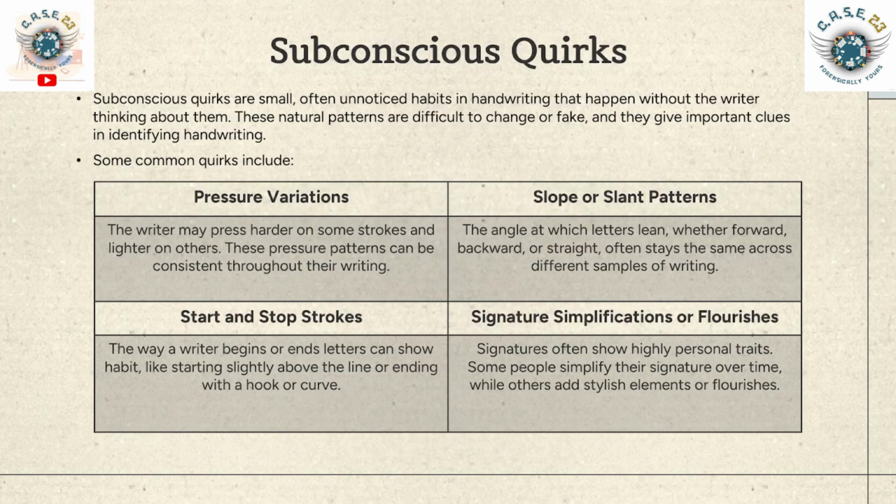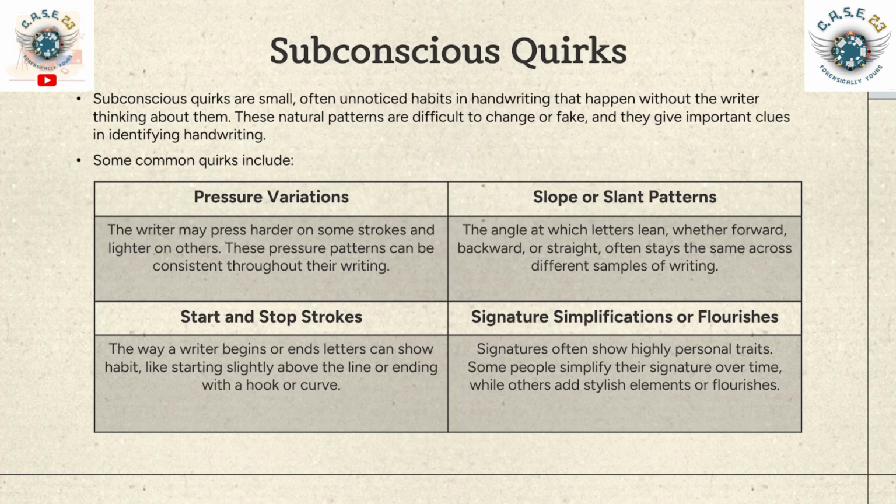Okay, then let's talk about something really fascinating, that is subconscious quirks. So these are like the little things we do in our handwriting without even realizing it. These are tiny natural habits that happen while we write and we don't even think about them. But guess what? These quirks are extremely difficult to fake or change, which makes them very useful in forensic handwriting analysis. So in forensics, basically, every little detail matters.